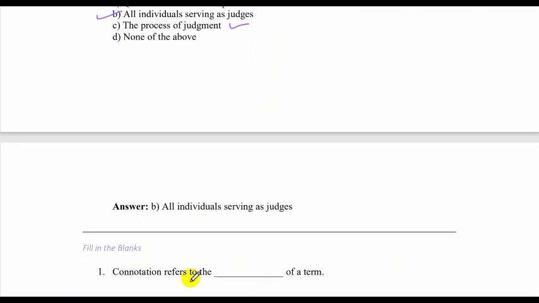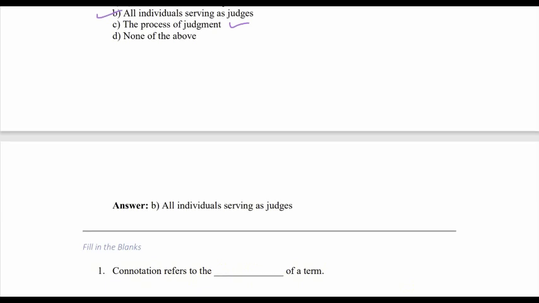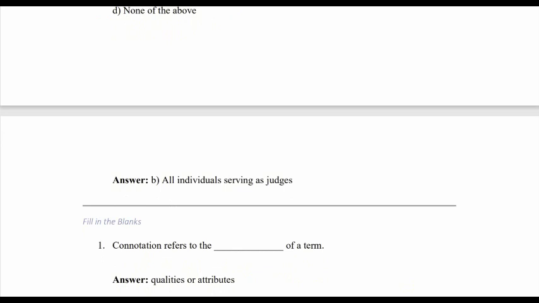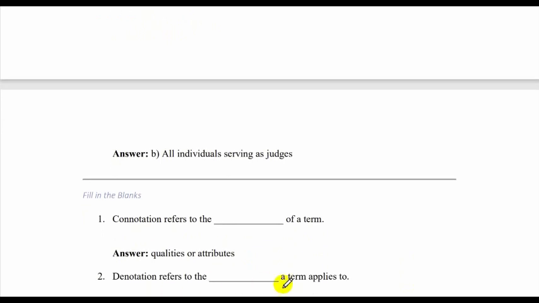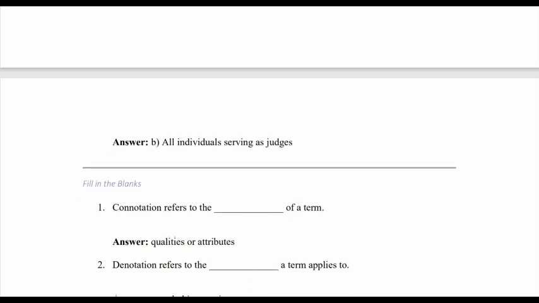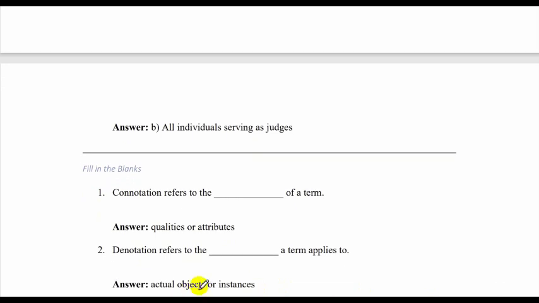Next, connotation refers to the dash of a term. Connotation refers to the ideas, the characteristics, the qualities or attributes of a term. Denotation refers to the class or a group a term applies to. Let's see what's the answer. To the actual objects or instances a term applies to.